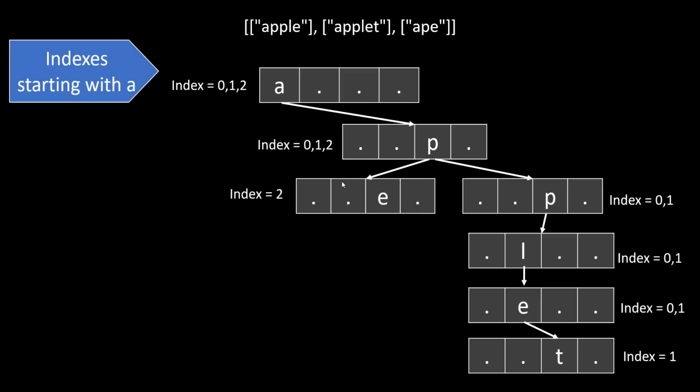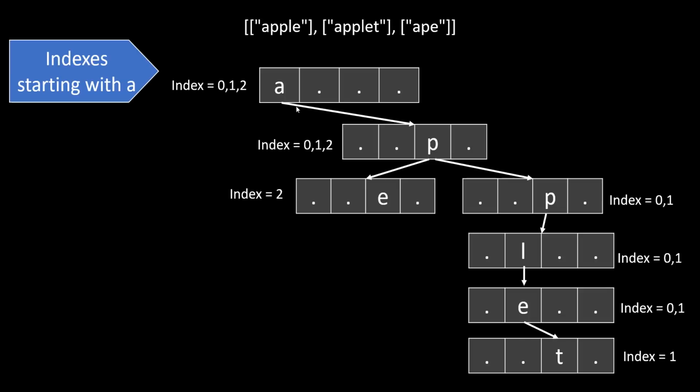In our case, we are not having the end of word marker, but we are having the indexes. What are these indexes? These indexes are the indexes wherein my word is appearing in my dictionary, because we need to give the largest index amongst those. So we start with this A, and we have all the 3 words starting with A. So we make A, and then we connect it to the other letters in these words.